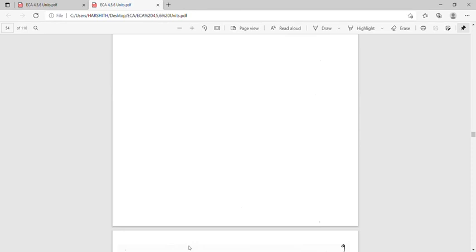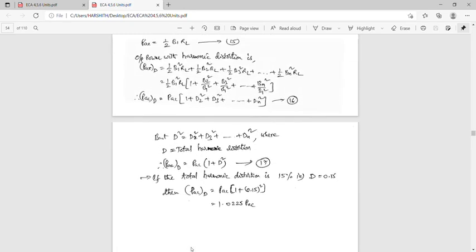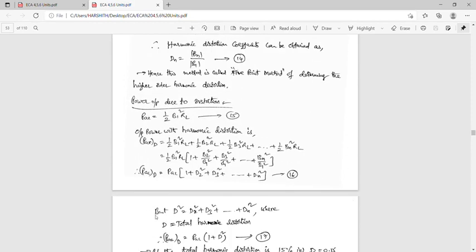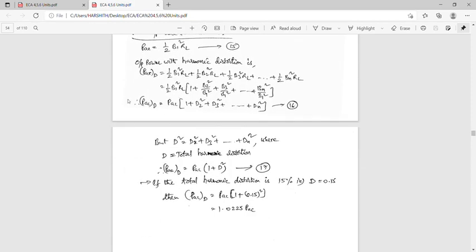Next, the power output due to distortion. The power due to distortion is P AC with distortion, equal to P AC into 1 plus D2 square plus D3 square and so on up to Dn square. So P AC with distortion equals P AC into 1 plus D square, which finally gives 1.0225.